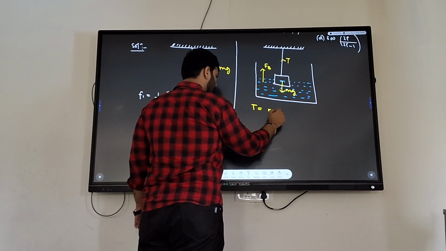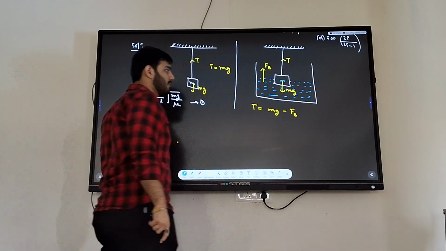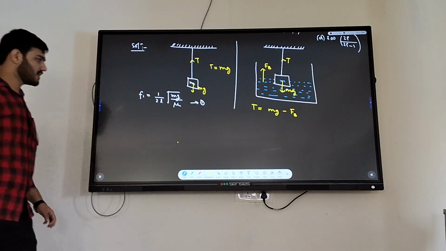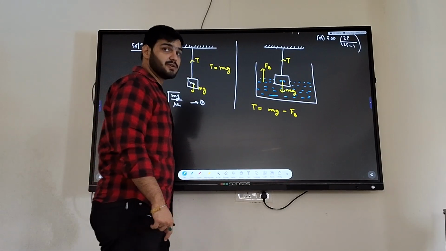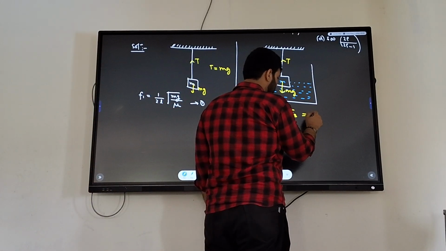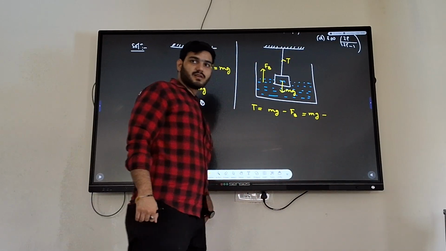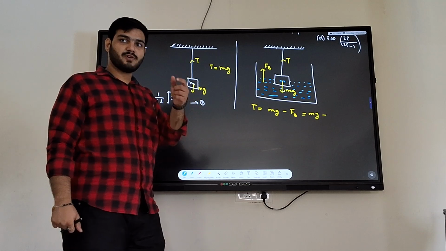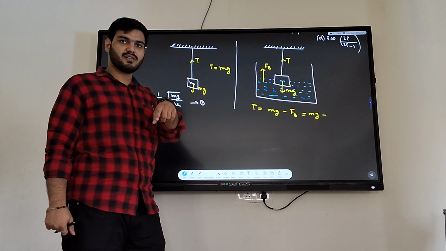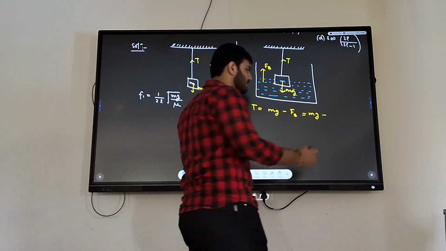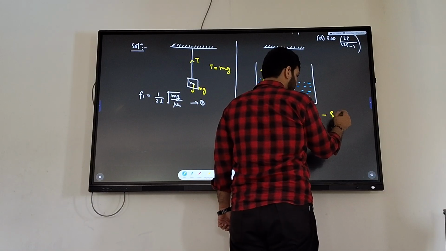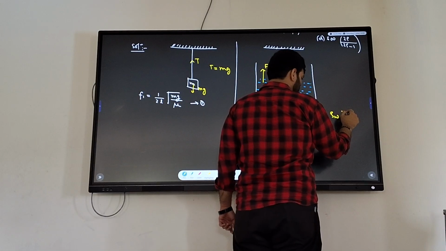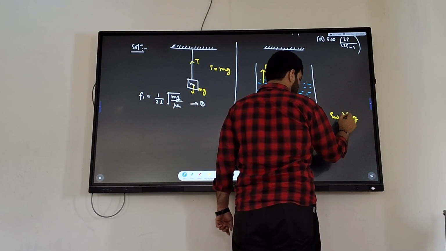Why? Because if Fb is greater, then it will just pull the whole thing up. Great. So what is Fb equal to now? Anybody remember the form of the equation? Rho of the liquid times the volume of whatever is submerged inside the liquid times g. So it is rho of water times the submerged volume, that's half of the volume, times g.